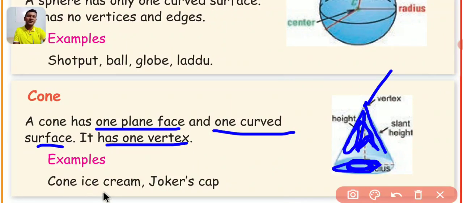Yes, this is an example of cone: cone ice cream. Wow, you are eagerly eating that one. Joker's cap.